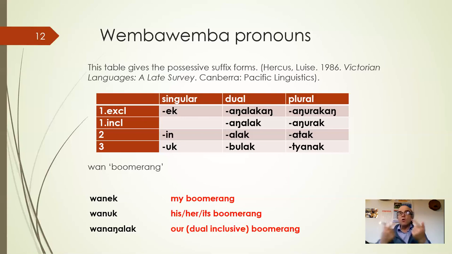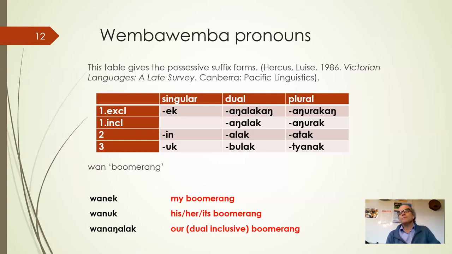And that means your and mine, if I'm talking to one person. So if I'm talking to Niharika and the rest of you are listening and I say to Niharika, wanangalak, that means I'm talking about a boomerang that Niharika and I own, but nobody else. Now, Asifa's translation, our boomerang, is correct because that's the way we'd say it in English. But actually our in English has multiple meanings, and Wemba Wemba makes it clear who our is.